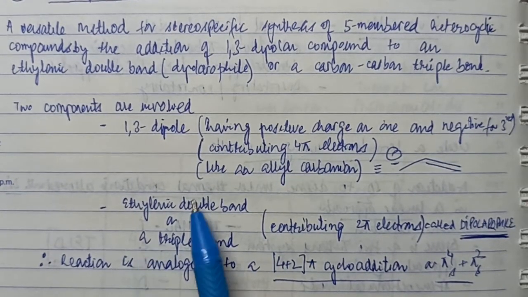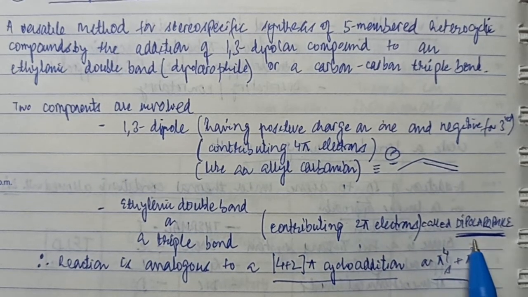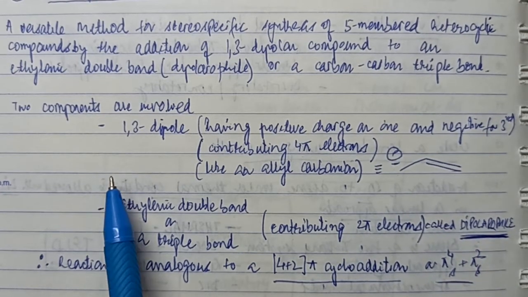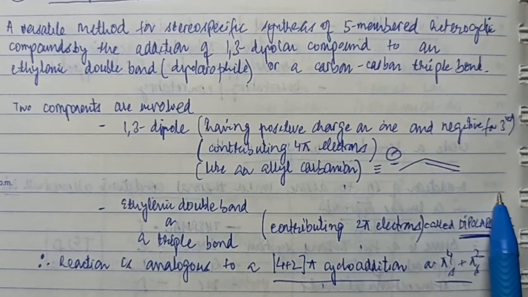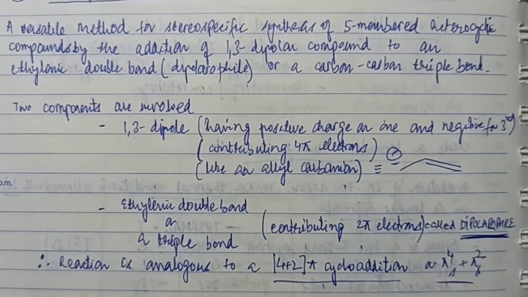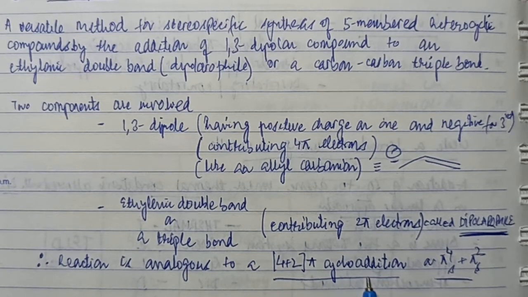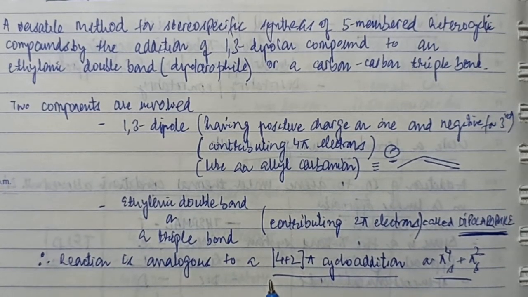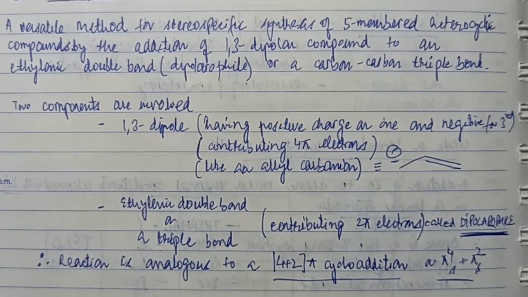The second component, which is a double bond or triple bond, is contributing 2 pi electrons, and we call this second reactant of the 1,3 dipolar cycloaddition reaction a dipolarophile. So two reactants again: a 1,3 dipole contributing 4 pi electrons, having 3 atoms, and a double bond or a triple bond called a dipolarophile contributing 2 pi electrons. Therefore this reaction is analogous to a 4 plus 2 pi cycloaddition reaction, or a Diels-Alder cycloaddition reaction, in which two components are involved. The first component contributes 4 pi electrons, and the second component contributes 2 pi electrons.